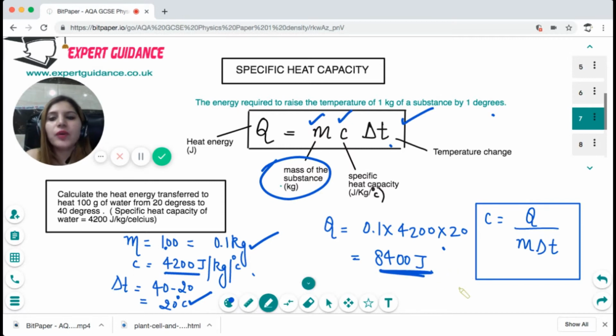Now, if you know the heat energy by a joule meter and you know the mass of the substance and the temperature change, we can rearrange this formula as specific heat is equal to heat divided by mass and change in temperature, and we can find the specific heat capacity of any substance. So they can ask you in a practical, how can you measure the specific heat? So you need to talk about what apparatus you would use and how you would rearrange this formula.